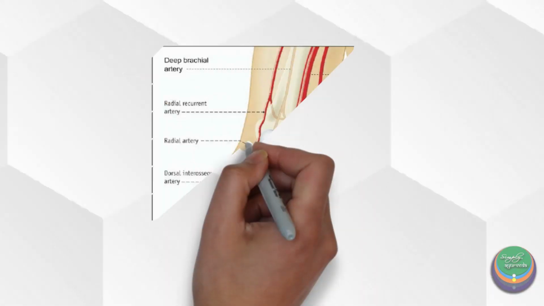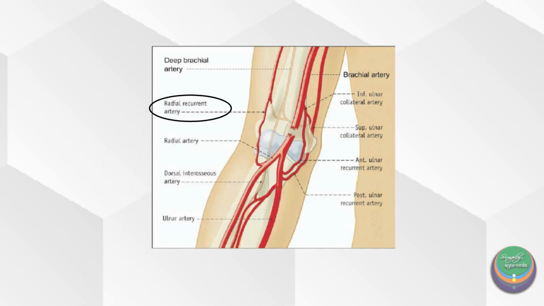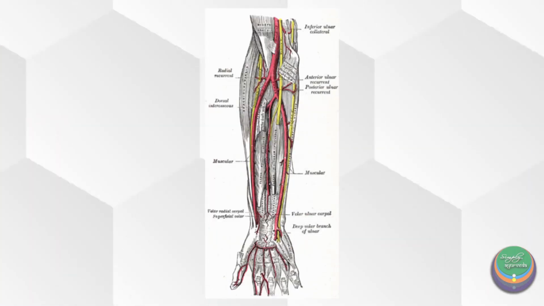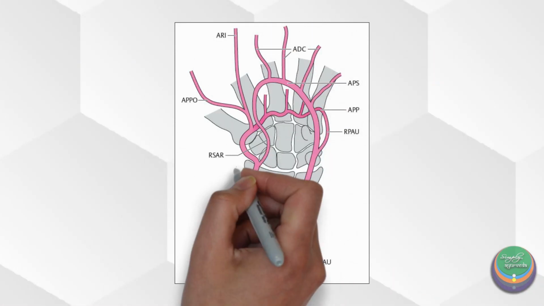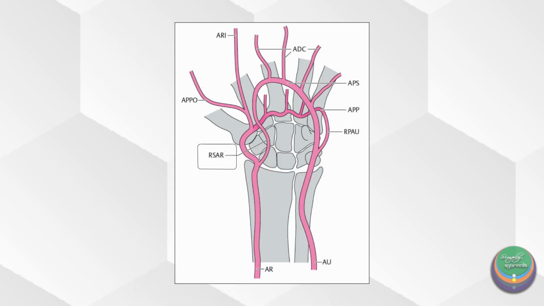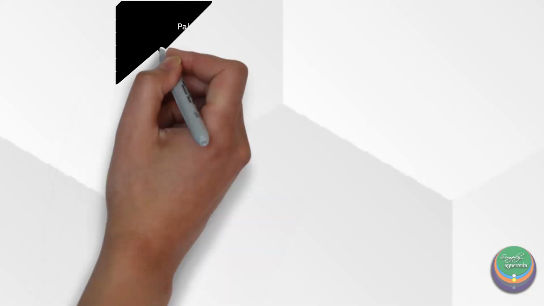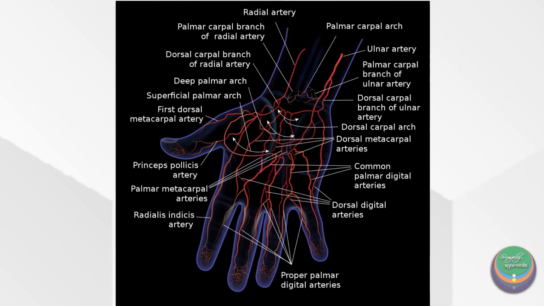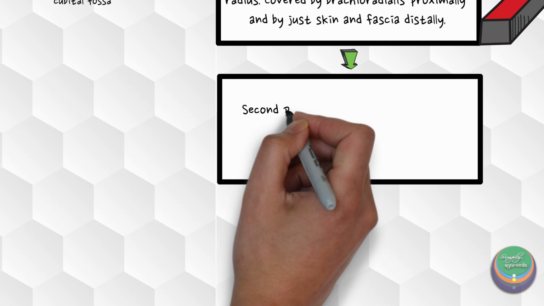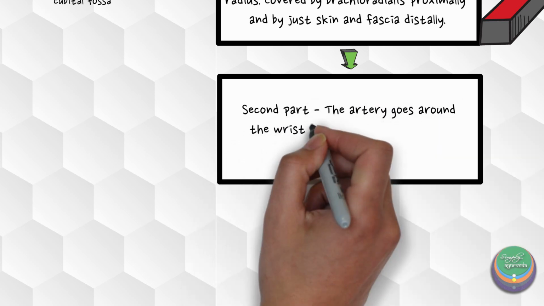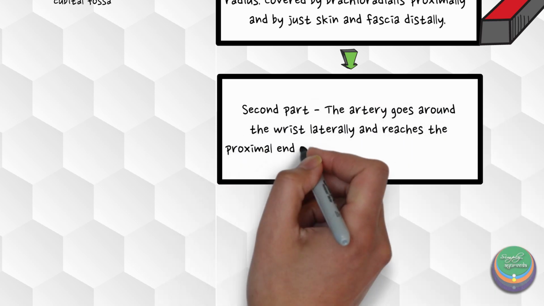The radial recurrent artery, which arises in the cubital fossa; muscular branches to supply the various forearm muscles; the superficial palmar artery, which arises just above the wrist, completing the superficial palmar arch; and the palmar carpal artery, which arises at the distal border of the pronator quadratus muscle to form the palmar carpal arch. At the wrist, the radial artery goes around it laterally and reaches the proximal end of the first interosseous space. This is the second part.